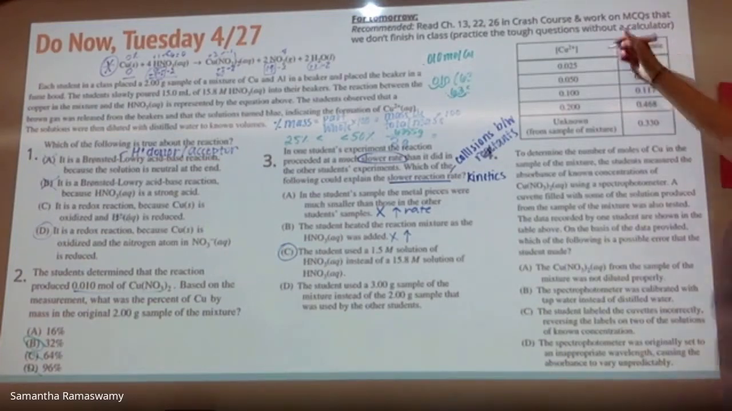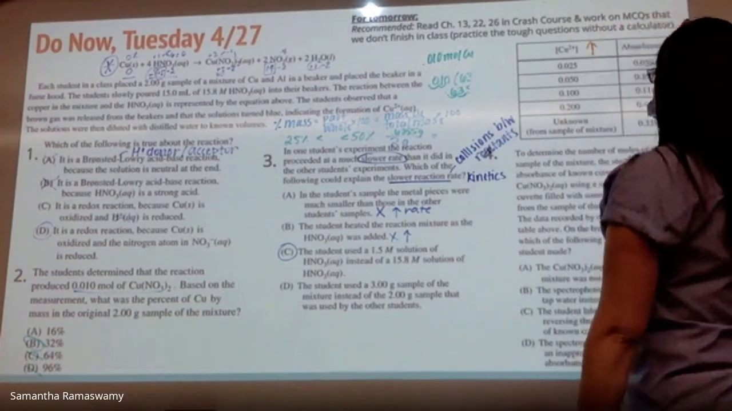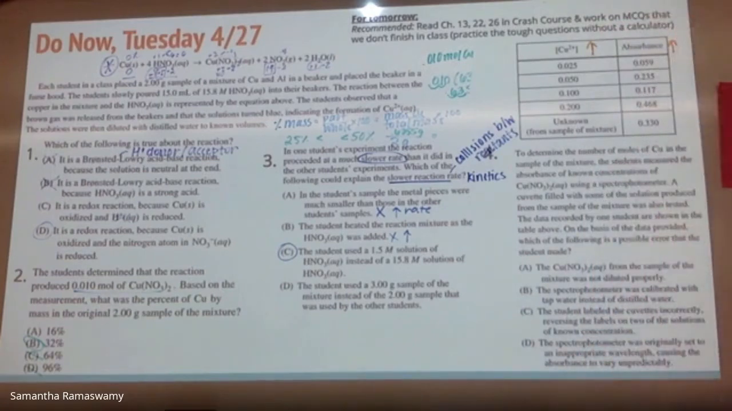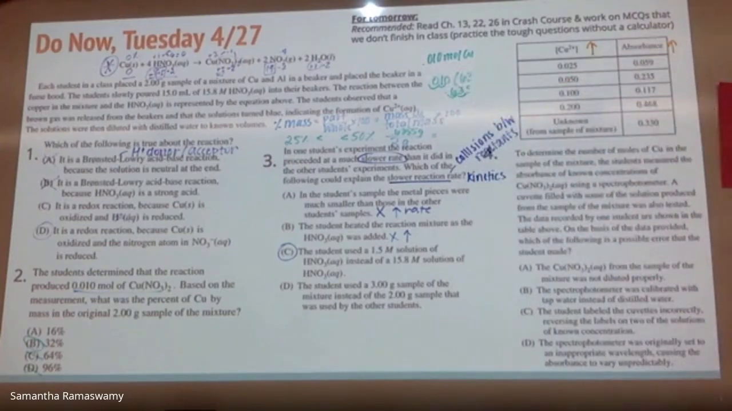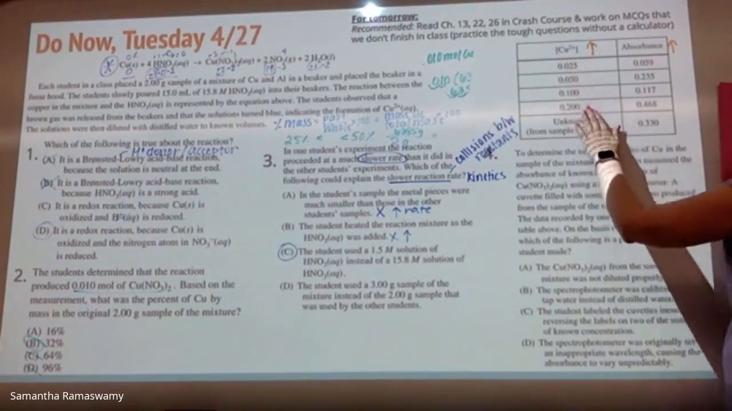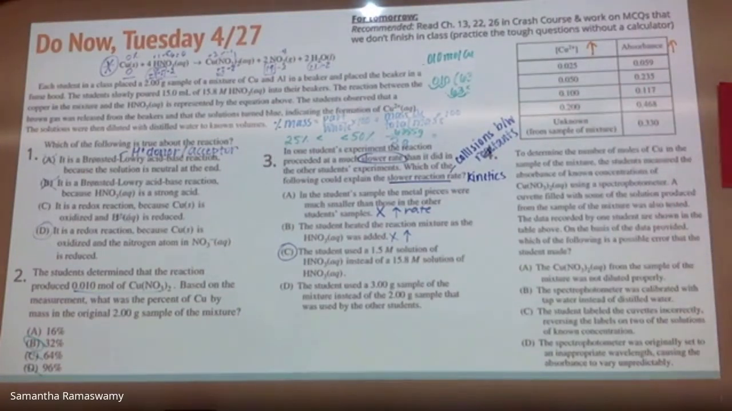As concentration increases, absorbance should also increase. It's just kind of what Beer's Law says. As concentration increases, absorbance increases, especially because this is a blue color. Spectroscopy is used with colored solutions. So as the concentration increases, the color gets darker, it absorbs more light.